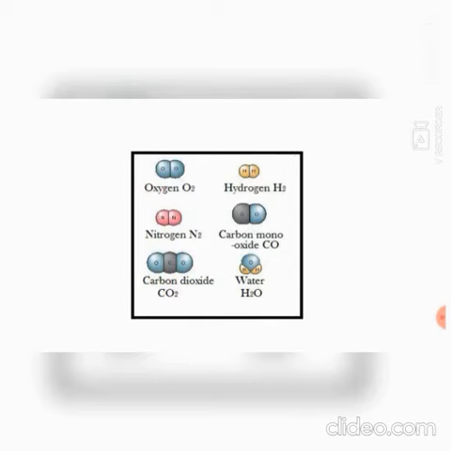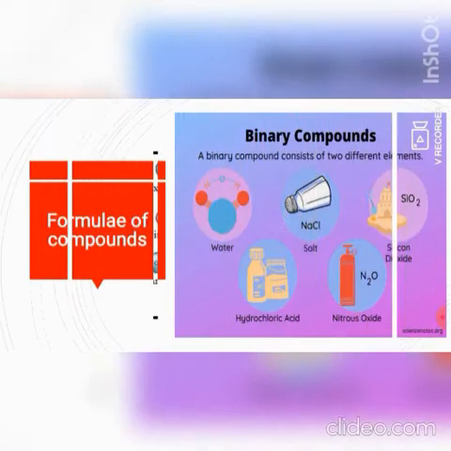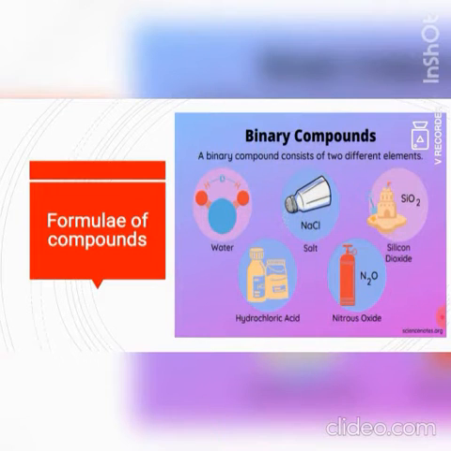Children, you just look at this picture. So here you can see a few compounds and molecules present in this picture. Now let us see how this compound is formed, how to write the compound. Formulae of a compound. So a binary compound means it will consist of two different elements. Bi means two, so it will have two different elements.